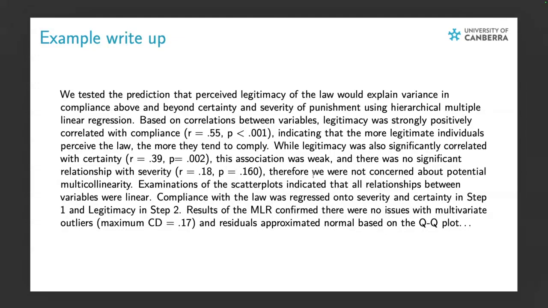Therefore, we were not concerned about potential multicollinearity, but again, we can assess that using variance inflation factor and the tolerance statistics, but typically variance inflation factor. Examinations of the scatter plots indicated that all relationships between variables were linear. Compliance with the law was regressed onto severity and certainty in step 1 and legitimacy in step 2. So now we're going to talk about the multiple linear regression analyses. The results confirmed there were no issues with multivariate outliers, with Cook's distance less than 1, or 0.17, the maximum one, and residuals approximated normal based on the QQ plot.